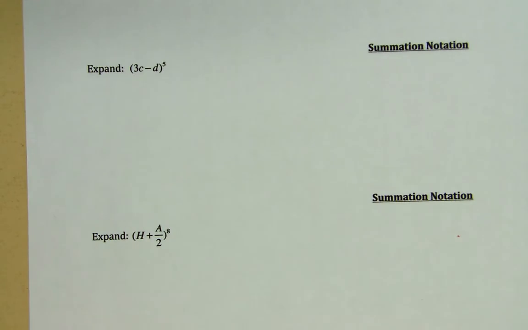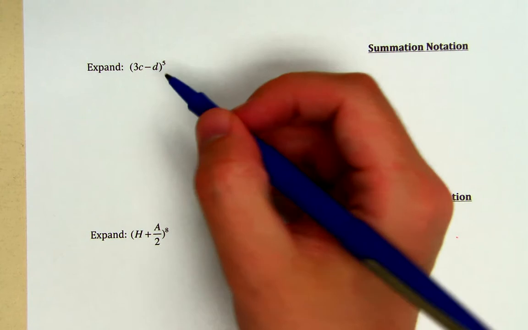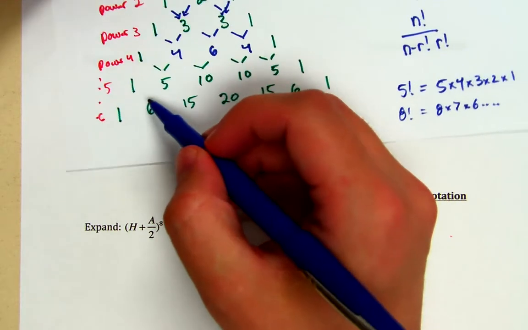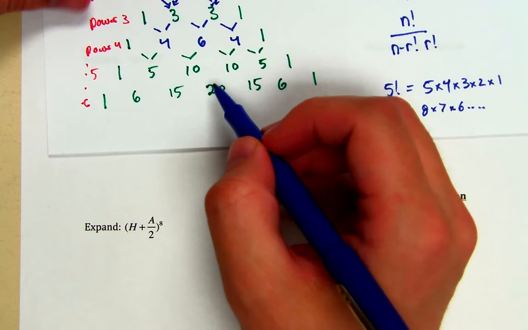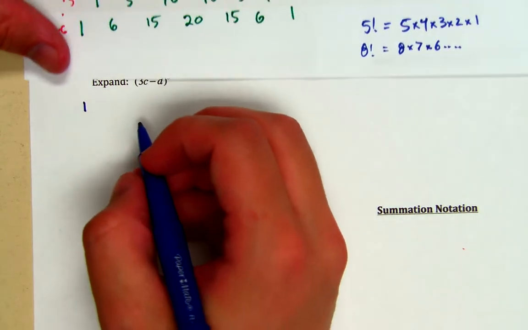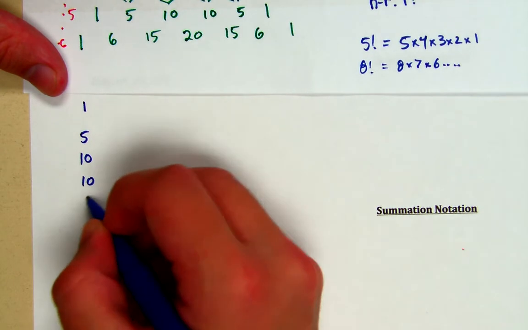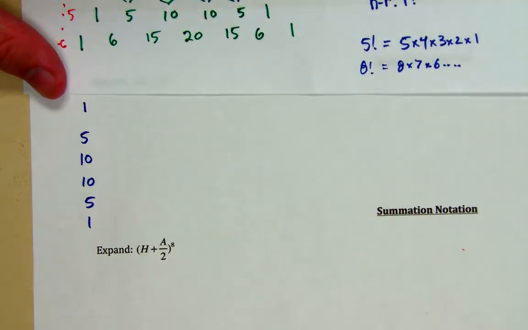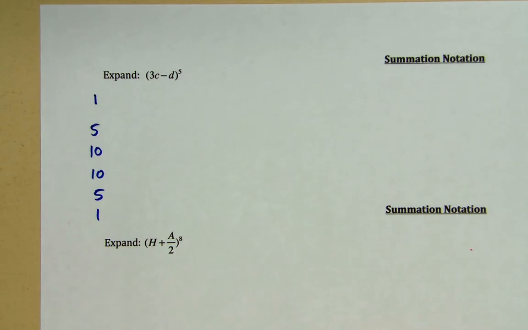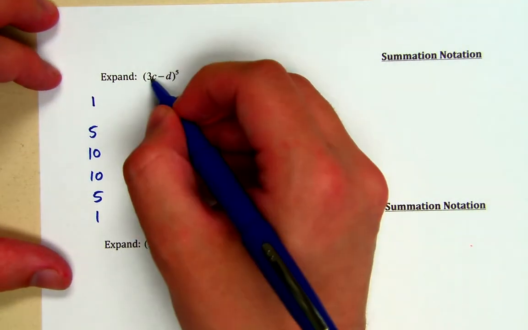So I want to expand this, and then I want to write the summation. While it's the 5th power, I can look back at Pascal's triangle and figure out, well, if it's a power 5, it's going to have these coefficients. So power 5, I know I need a coefficient of 1, 1, 5, 10, 10, 5, 1. So that's one way you can think about it. That's the coefficient. Now I need the term. So I need 3c.